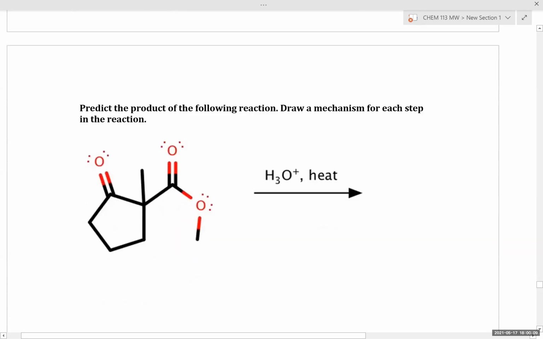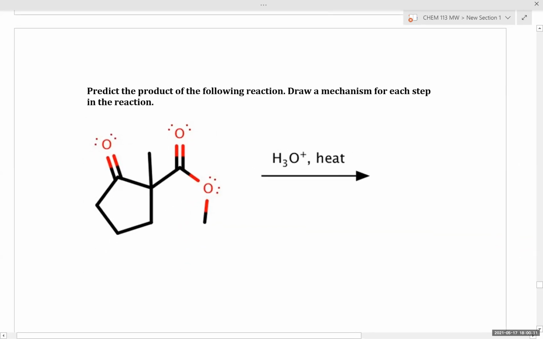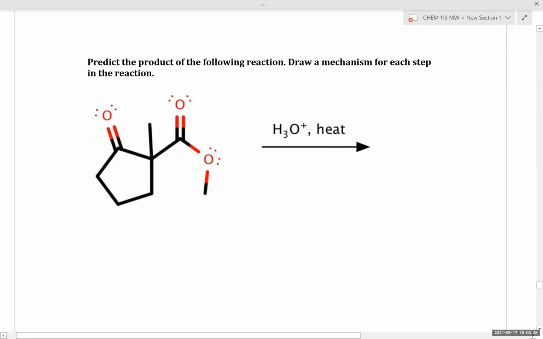So we talked about enolate alkylation reactions, and we showed that we can alkylate malonic esters and beta ketoesters. Now let's look at this next step where we have a beta ketoester and we treat it with strong acid and heat.